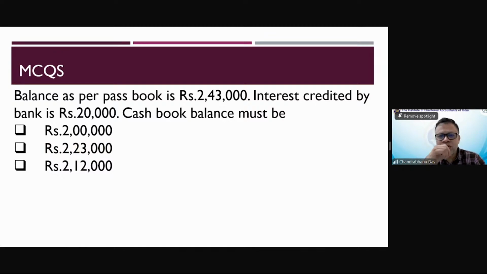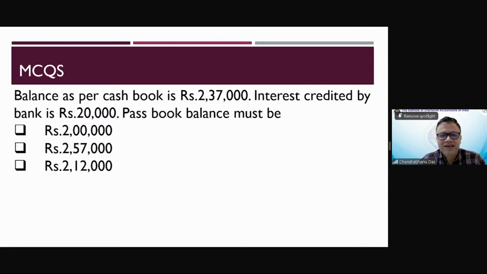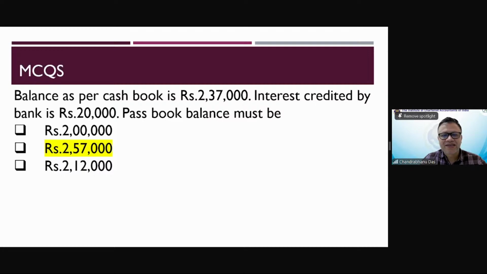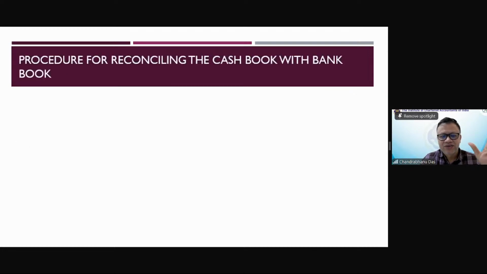Okay. Now, what is the cash book balance here? Who will answer? 2,23,000, sir. 2,23,000 cash book balance. Yes. Let me check the correct answer. Yes, 2,23,000. So this is how all of you gave the correct answer. So this one. 2,57,000. Yes. Correct answer is 2,57,000.